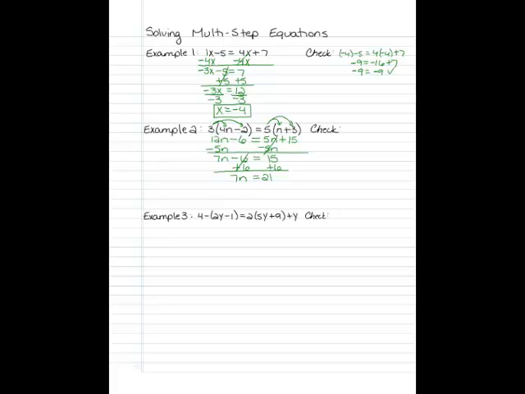Now we have 7n equals 21. Divide both sides by 7. 7 divided by 7 is 1. 1n is just n, equals 21 divided by 7 is 3.